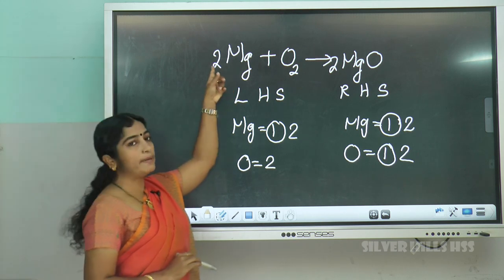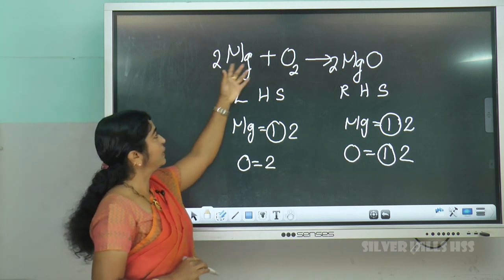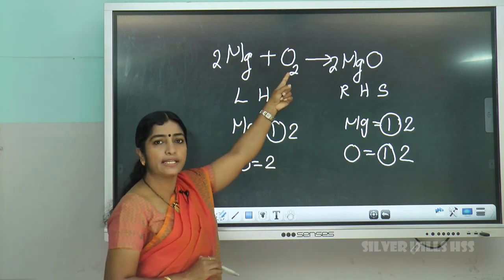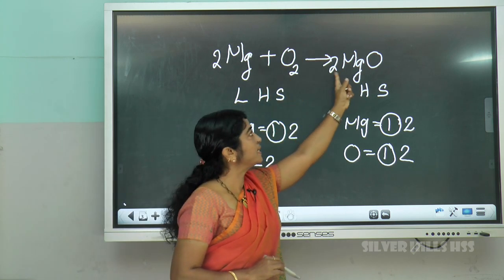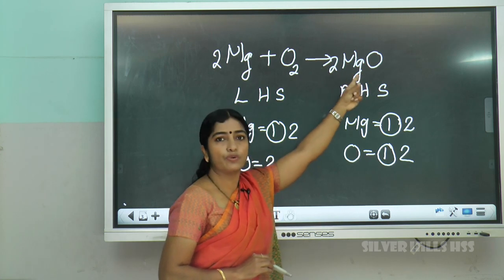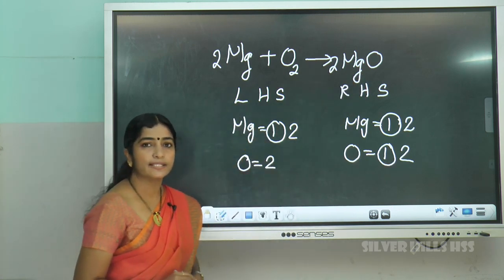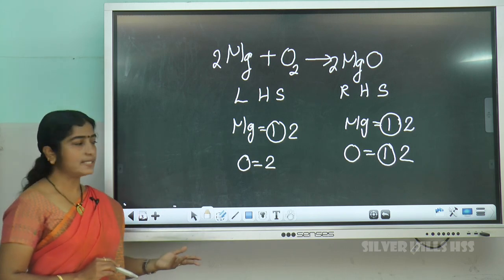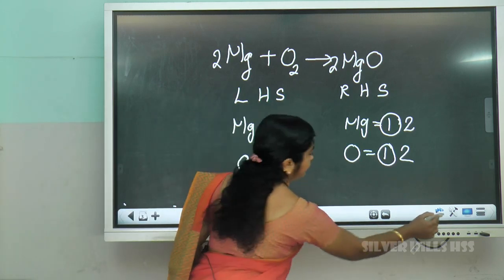See, how many magnesium? 2 magnesium. Right side also 2 magnesium. How many oxygen atoms? 2 oxygen atoms. On the right side, how many oxygen atoms? 2 into 1, that is 2 oxygen atoms. It's a balanced equation. Let us try to balance some more equations.